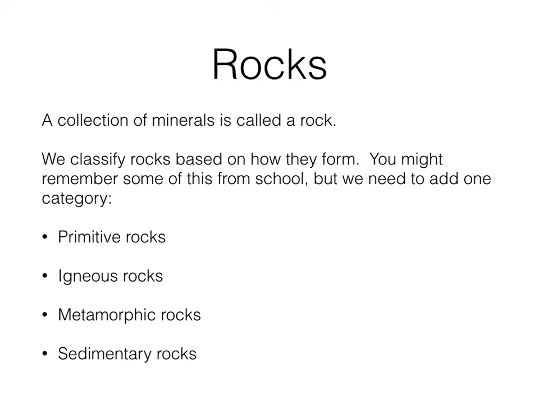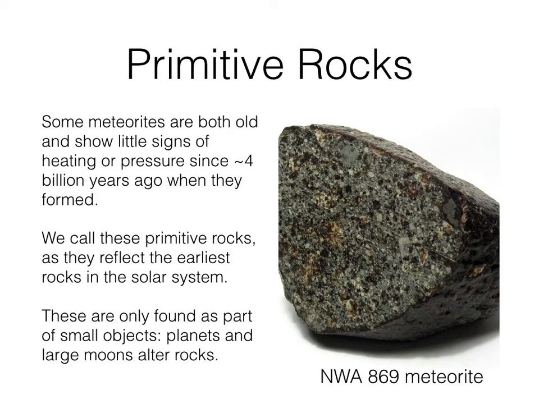Now, we classify rocks based on how they formed. There are the 3 you're familiar with: igneous, metamorphic, sedimentary. But there's another type of rock that planetary scientists have to concern themselves with, which is primitive rocks. Those are not very common on Earth. Their exclusive source is some, but not all, meteorites. So what is a primitive rock? Let's start there because that's the new one.